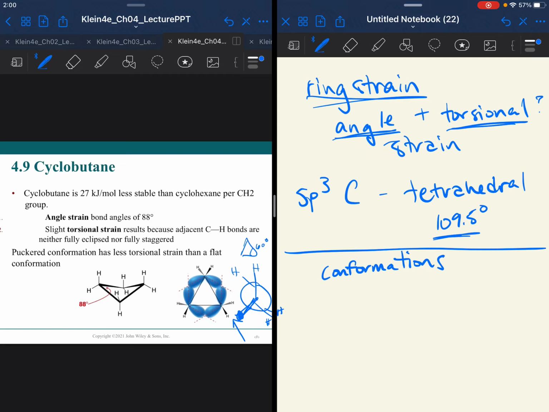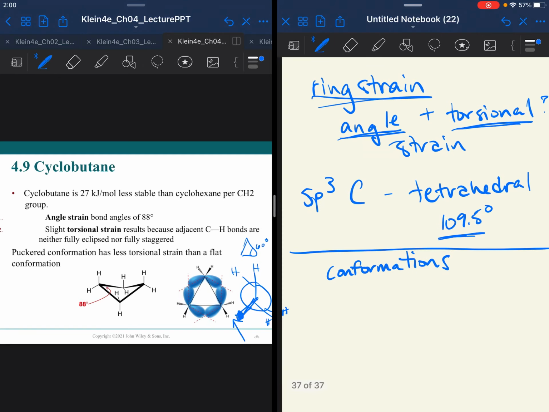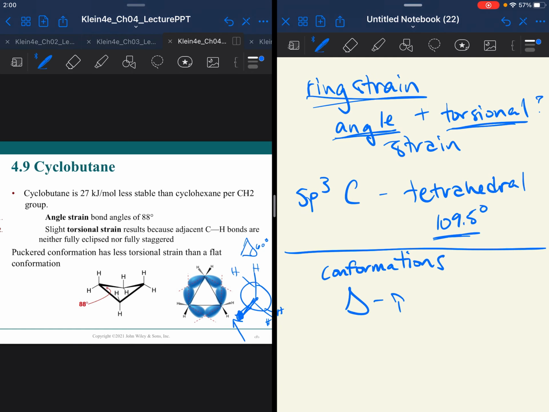Cyclobutane is interesting, and now you've got a little bit more flexibility, right? So for cyclopropane, it lays pretty flat, right? So max torsional strain, large angle strain.